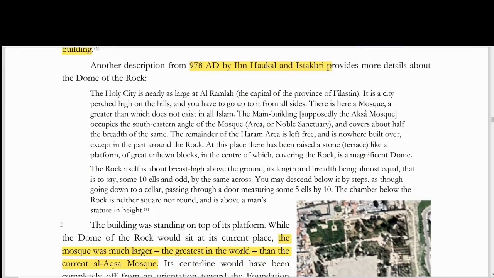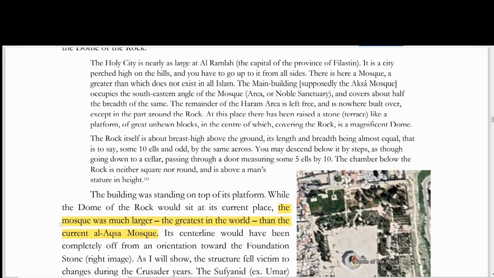The remainder of the Haram area is left free and is nowhere built over except in the part around the rock. At this place there has been raised a stone terrace, like a platform of great unhewn blocks, in the centre of which, covering the rock, is a magnificent dome. The rock itself is about breast high above the ground, its length and breadth being almost equal, that is to say some 10 cells and odd by the same across. You may descend below it by steps, as though going down to a cellar, passing through a door measuring some 5 cells by 10. The chamber below the rock is neither square nor round, and is above a man's stature and height.